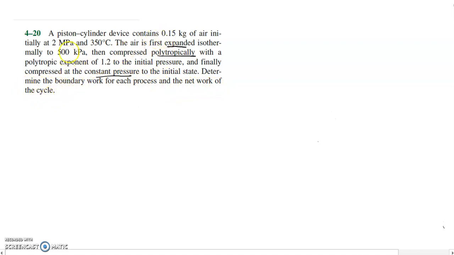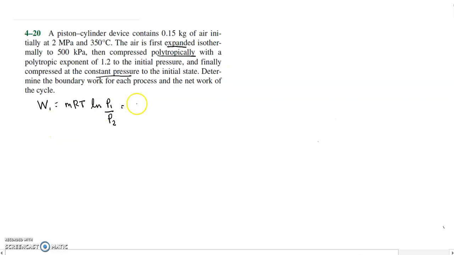Okay. So I really love this question because in one question you have to solve for three cases. So let's work on the first one. W1 is isothermal, so W1 = MRT ln(P1/P2), initial pressure over final pressure.